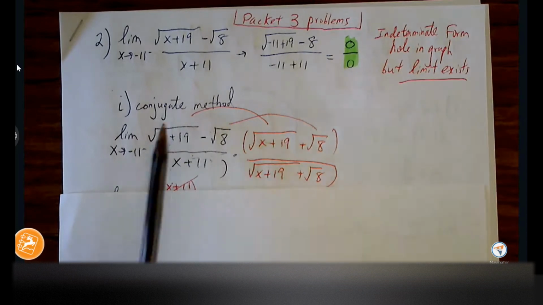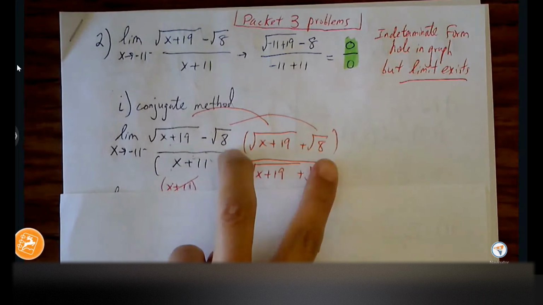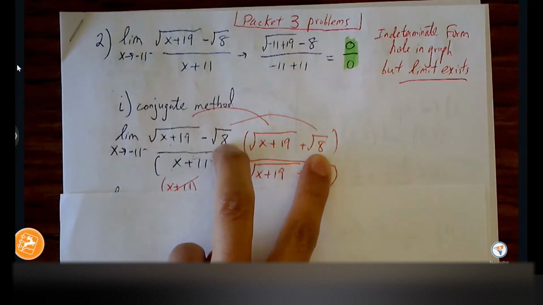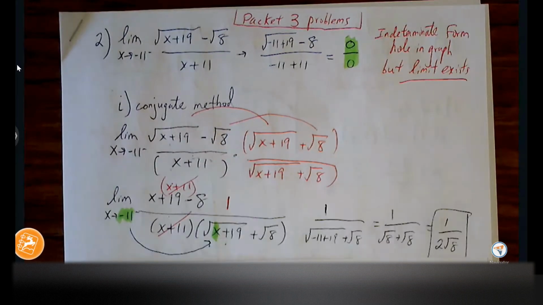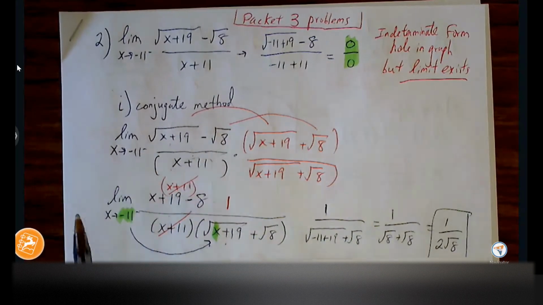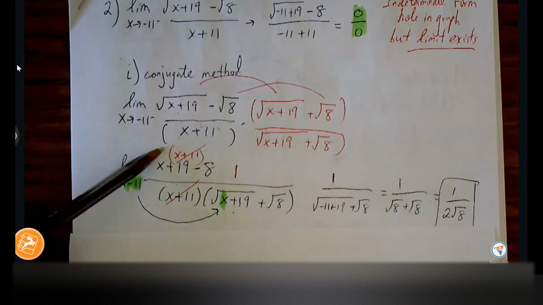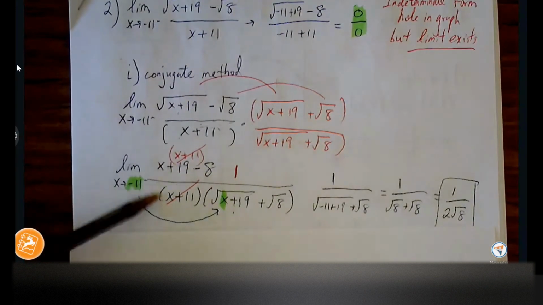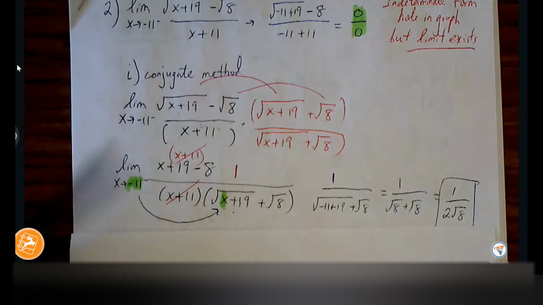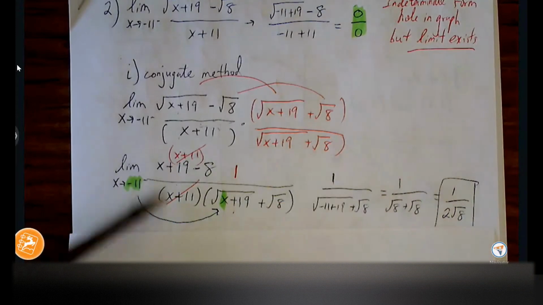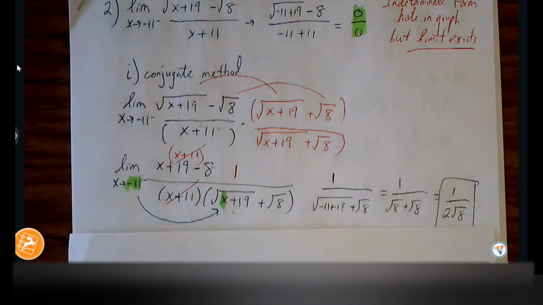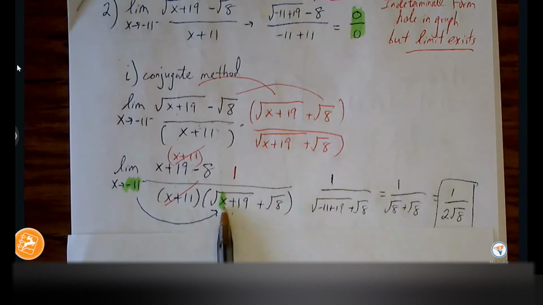As I FOIL, my first set of terms gives me x plus 19. My next set of terms gives me -8. So I get x plus 19 minus 8. 19 minus 8 is 11. So my numerator expression is just x plus 11. And that's exactly what I was hoping for, right? We're hoping for these two to match and cancel out, because we now know what's causing that 0 over 0. So we remove the hole, and we're left with a simpler expression that hopefully will lead us to a real number: 1 over root x plus 19 plus root 8.